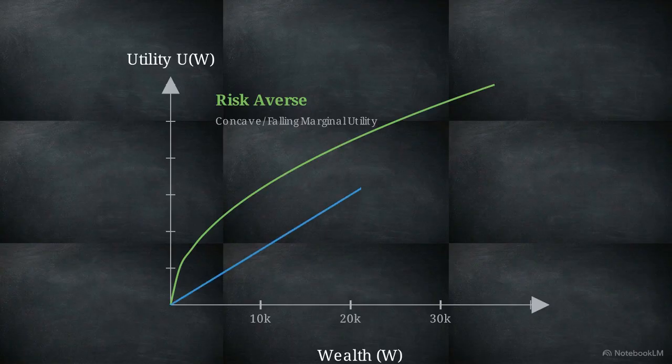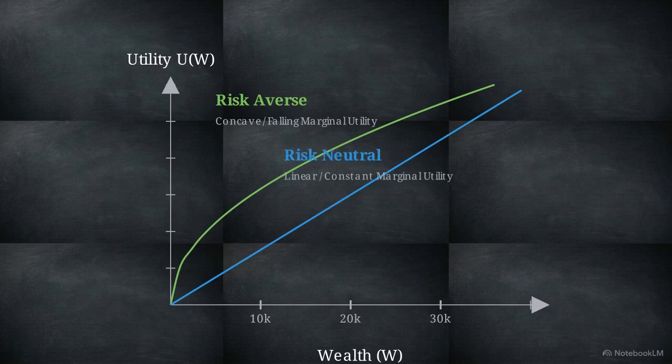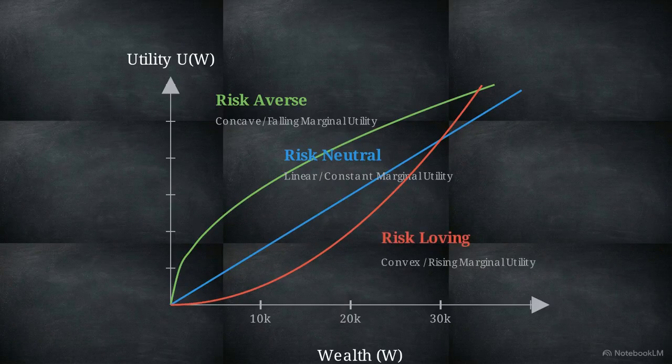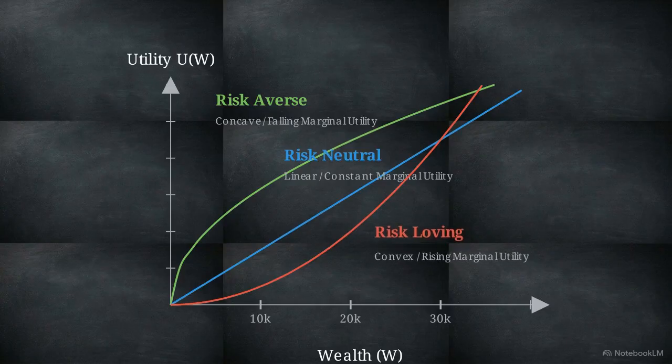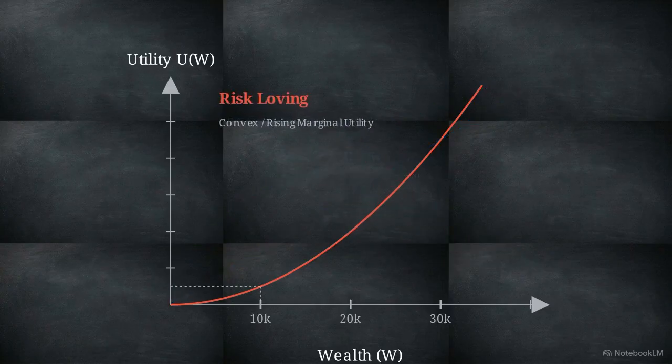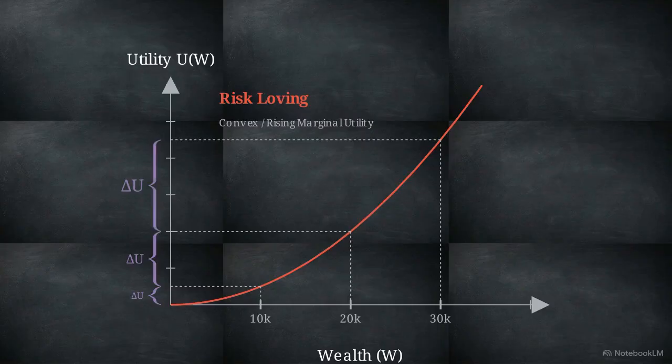A risk-neutral actor evaluates purely expected monetary value, represented by a linear blue line. For the risk-loving speculator, the curve is convex, bending aggressively upward. This convex shape indicates a rising marginal utility of income, where the prospect of moving from average wealth to extreme wealth carries disproportionate psychological weight.